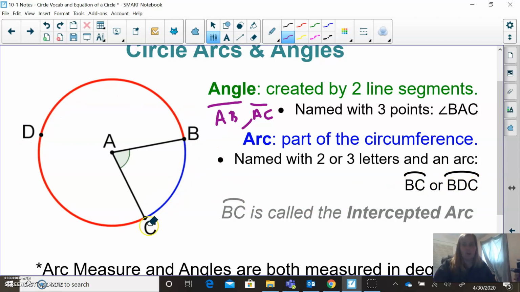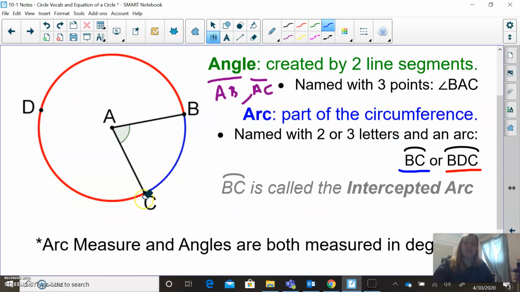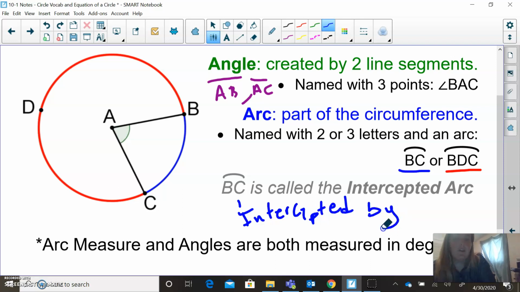So there's the one in red. Okay. So that's the one in red. BC is the one in blue. BC is called the intercepted arc because it is intercepted by the angle BAC.